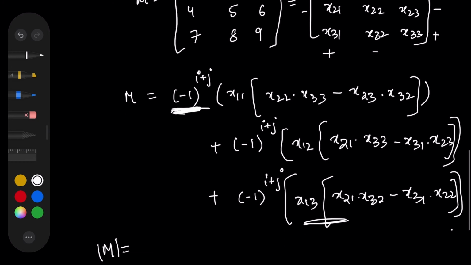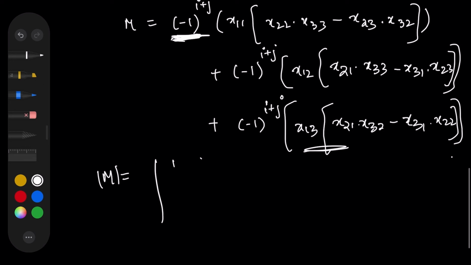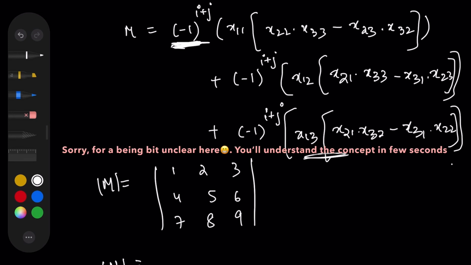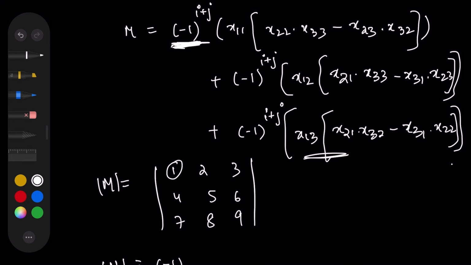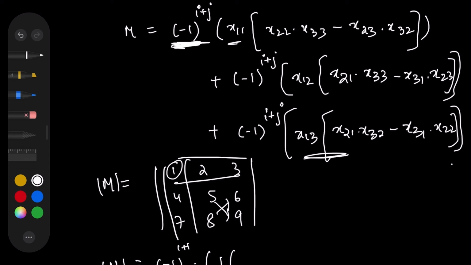So let us first write down this matrix: 1, 2, 3, 4, 5, 6, 7, 8, 9. So you wanted to find the determinant of this matrix. So the determinant of this matrix M will be equal to minus 1 to the power i plus j. Here element 1 is in the first row and first column, that is 1 plus 1, into x11, the element itself, right? So 1 into the cofactor, that is, you have to ignore this first row and first column and find the cofactor. So 9 into 5 minus 8 into 6, right?